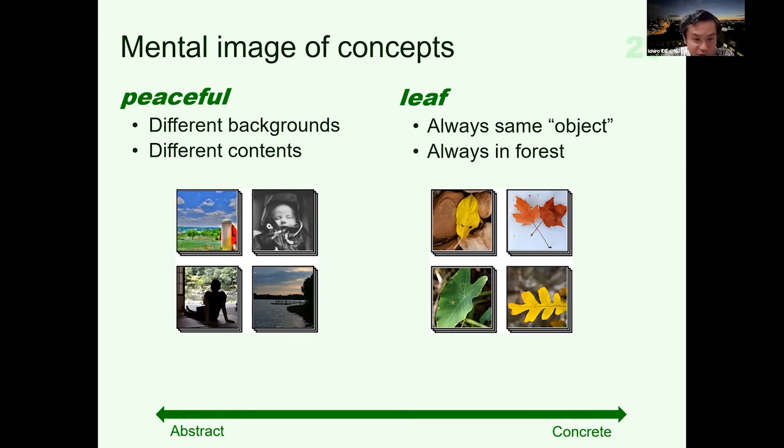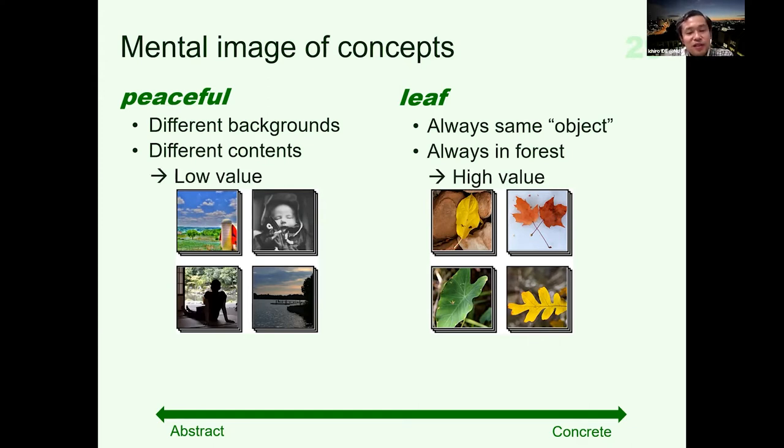I don't know, well, they look peaceful, okay? They have different backgrounds, different contents. If you search leaf, they're always about the same object, although they might look different, but they're basically leaves. They're always in a forest and so on. So peaceful is quite abstract and leaf is quite concrete. That is basically the original idea of this search.